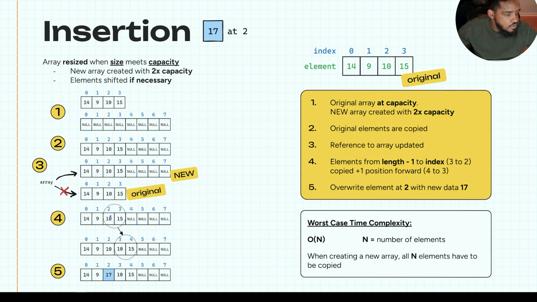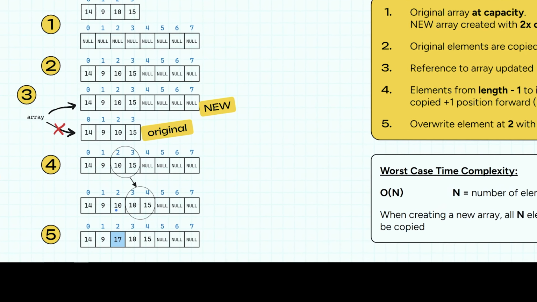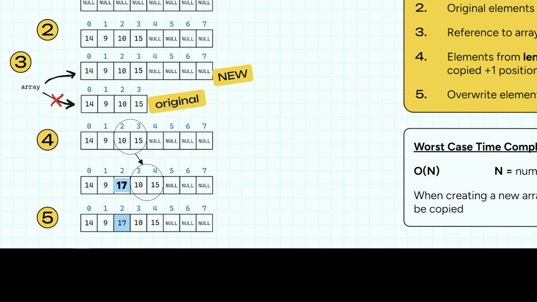And once that's done, you'll see we have a duplicate element here. We have 10 at index 2 and 10 at index 3. Now we're going to overwrite the element at index 2 with the new data because that's where we're supposed to replace it. So now you'll see with the blue highlight here that the element has been overwritten with 17.